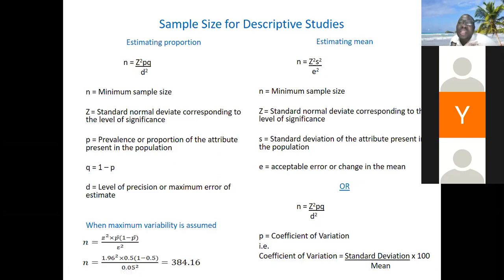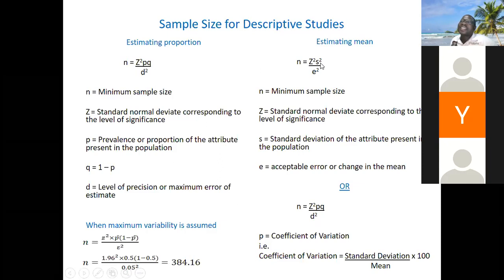So the issue here is the standard deviation is in the unit of the measurement, and if that is the case, the denominator should be in the same unit for it to cancel out. That is why you cannot use this E. You cannot just put 0.05 because you want 5% to be there. It's not possible because it will not cancel out.